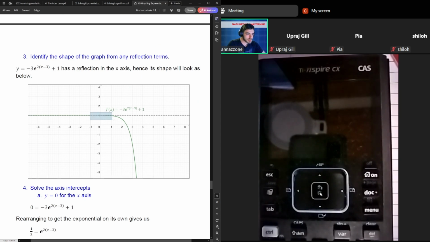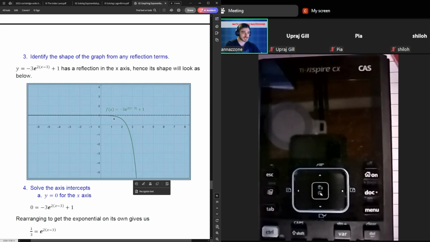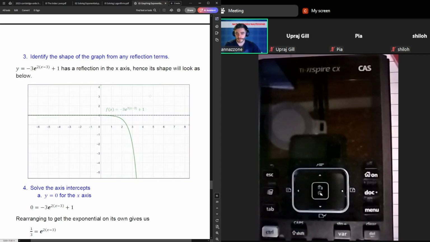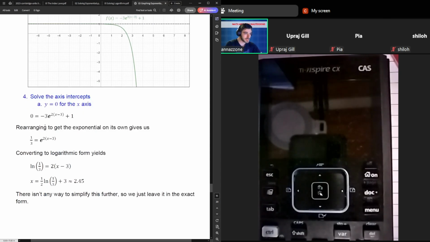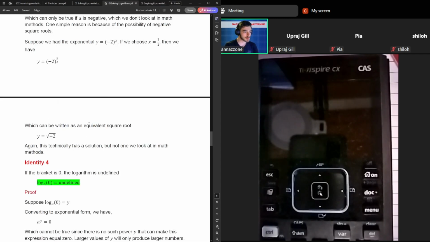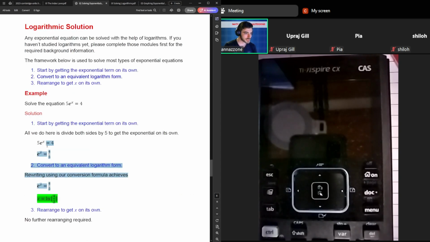So being able to draw a quick graph like that is nice because it tells you, okay, I do actually need to find an x-intercept. Whereas if it was pointing upwards, you wouldn't bother. So now that we know we need to find it, let's start by finding some intercepts. So first things first, x-axis intercept, y equals 0. Sub in y equals 0, get the exponential on its own, and convert to logarithm. This is what we were talking about over here.